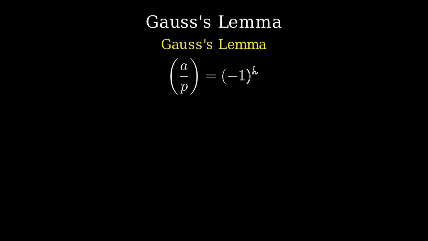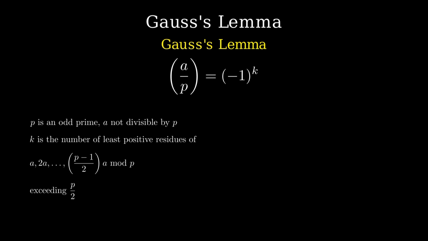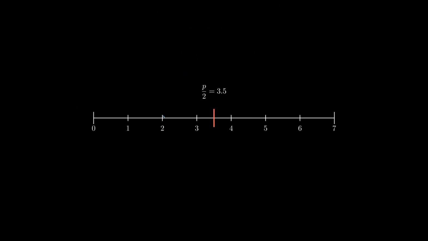To understand the law, we begin with Gauss's lemma. It says, if p is an odd prime and a is any number not divisible by p, then the Legendre symbol a over p equals -1 to the power of k, where k is the number of least positive residues of a, 2a, 3a, and so on, up to (p minus 1) over 2 times a, that lie greater than half of p. Let's apply this to p over q.